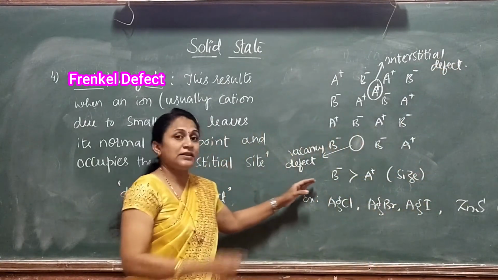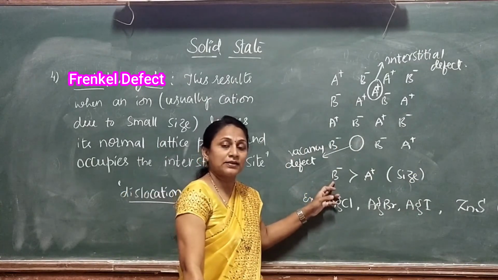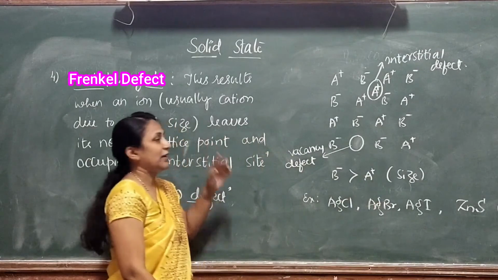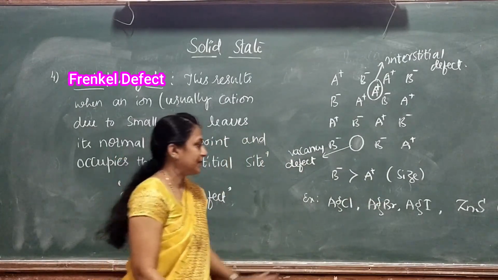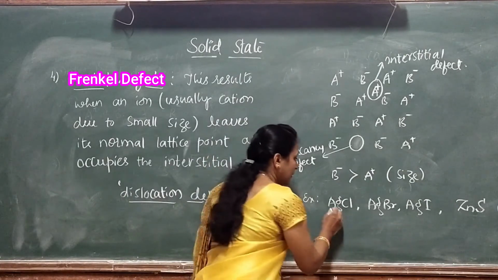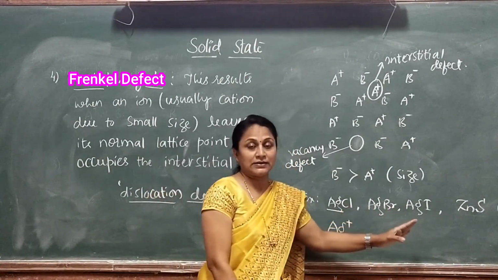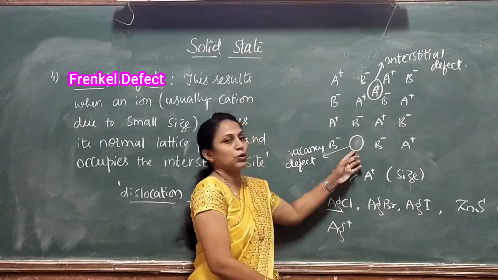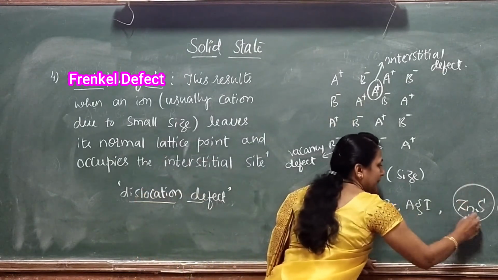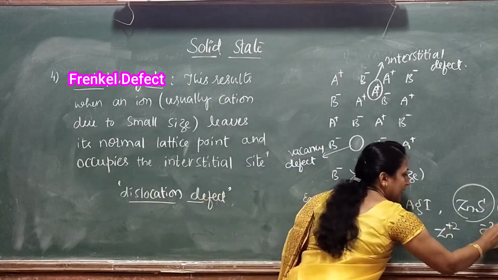Fine. Then this type of defect arises when the sizes of anions are greater than the cations. For example, in AgCl, silver chloride, silver bromide, silver iodide. Here, Ag+ silver ion is quite small compared to the halides. So it is very easy to dislocate from its normal position to the interstitial site. Here, in zinc sulfide, Zn2+ is quite small compared to sulfide ion.